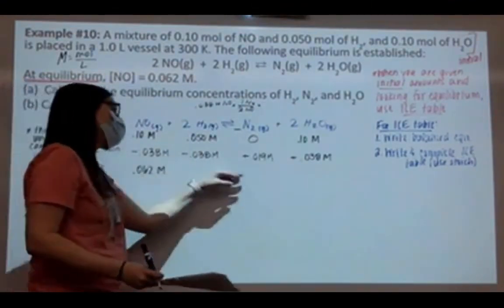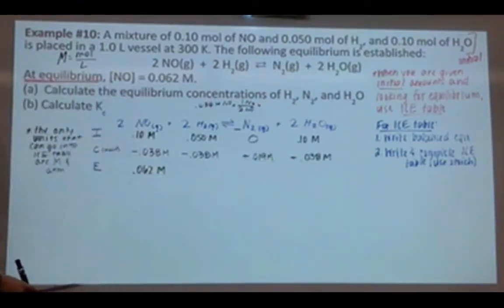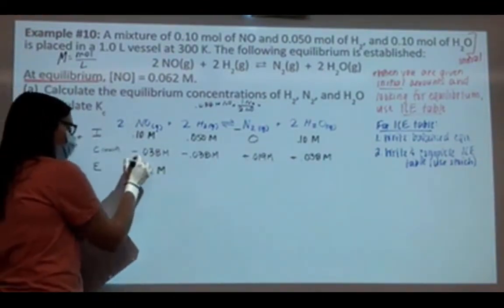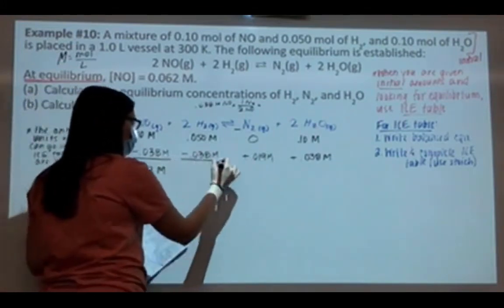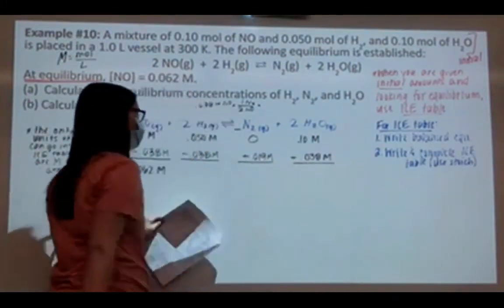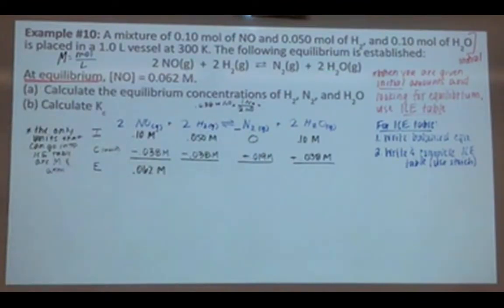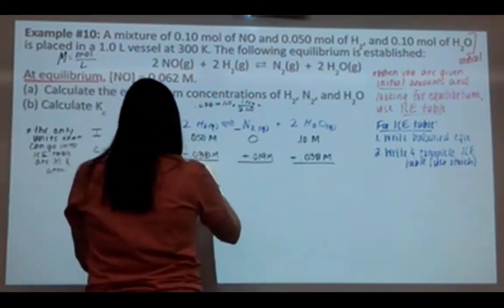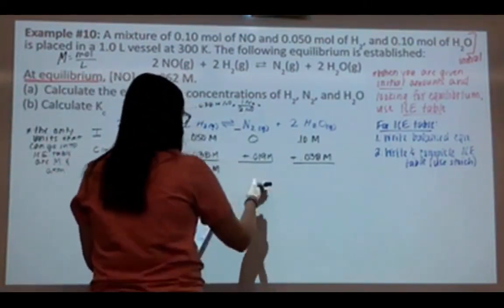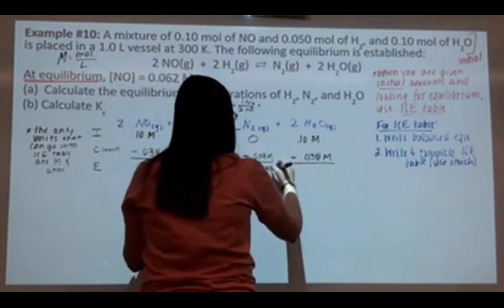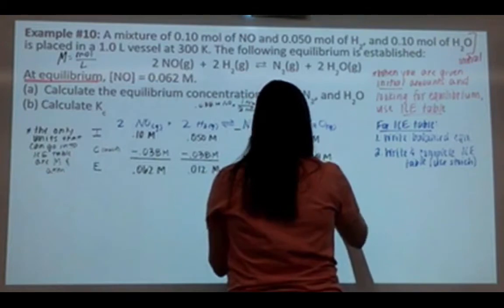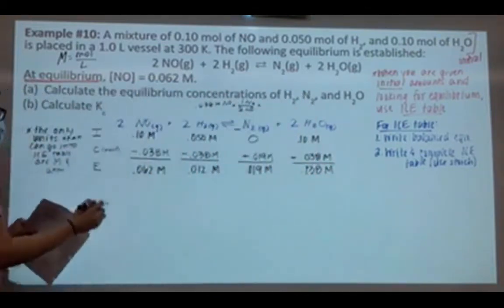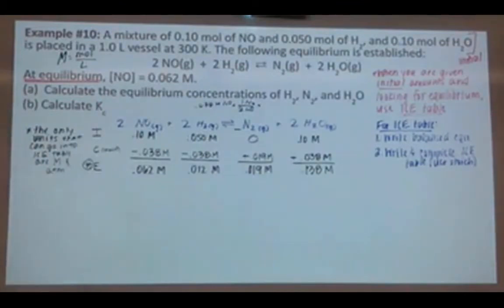So once we have the change row, now we can calculate equilibrium. Right? Imagine like in a math problem, we have a line here. We're doing this math problem. You're subtracting or you're adding. 0.05 minus 0.038, 0.012, 0.019, 0.138. This is the most important thing. This is why we need the ICE table, to figure out how much of everything we have at equilibrium.